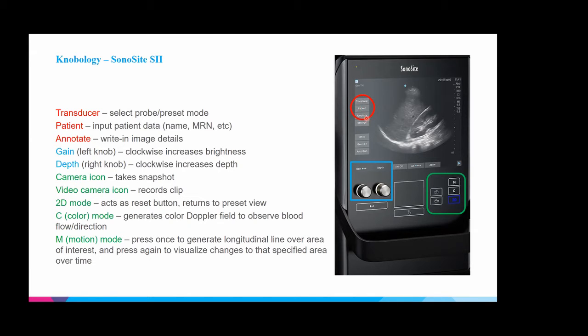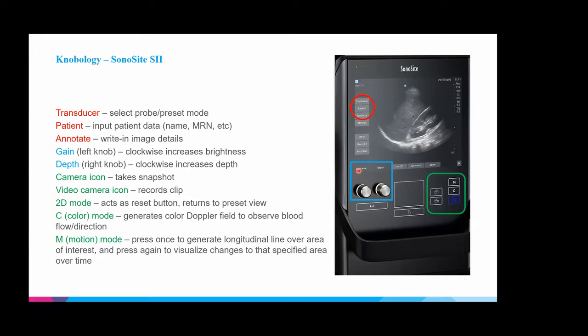And then this annotate tab is going to be important for when you want to write in any image details, if you're trying to remember your image location when you review the images later. That'll be under the annotation tab. These knobs that I've highlighted in the blue square are the main ones to adjust your image quality, right? Your gain is going to be on the left. Clockwise will increase the gain, so make things brighter. Counterclockwise will decrease the gain.